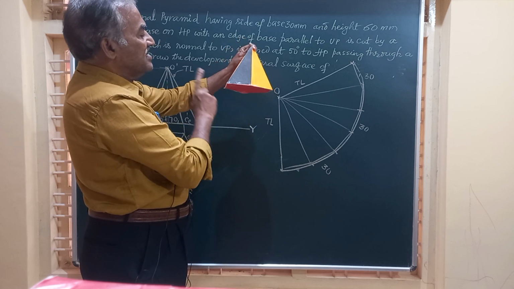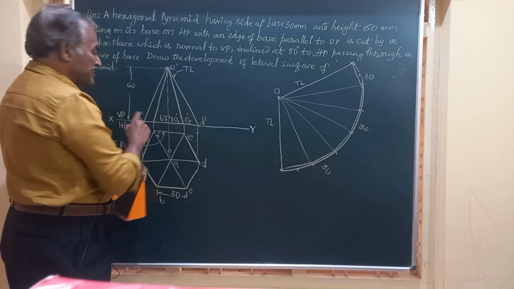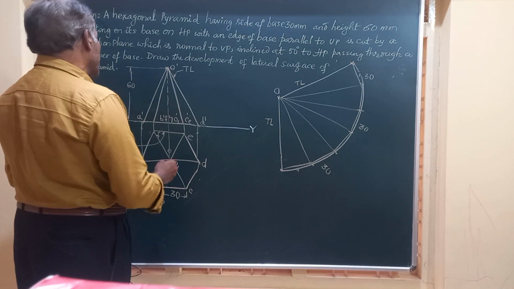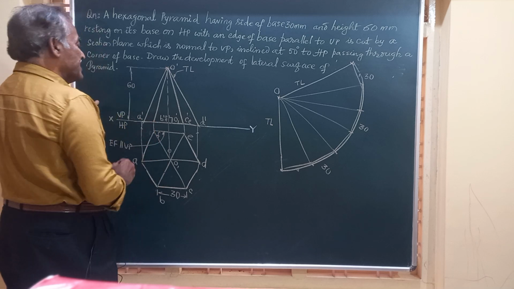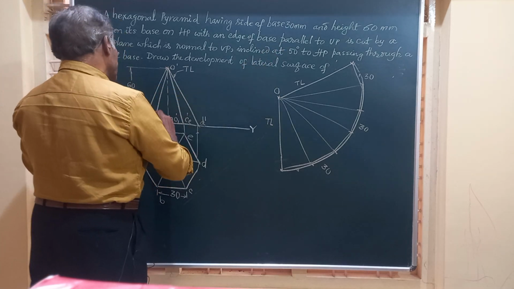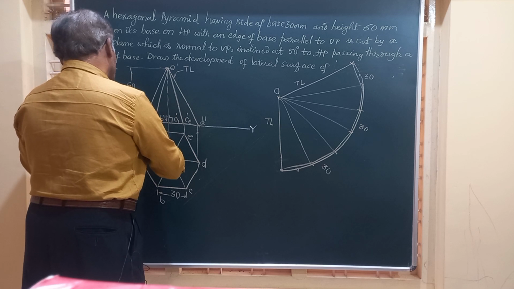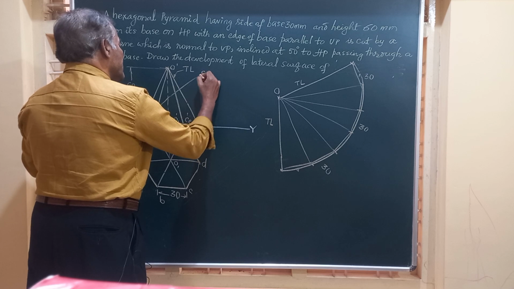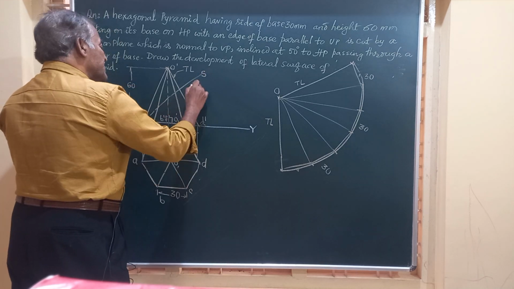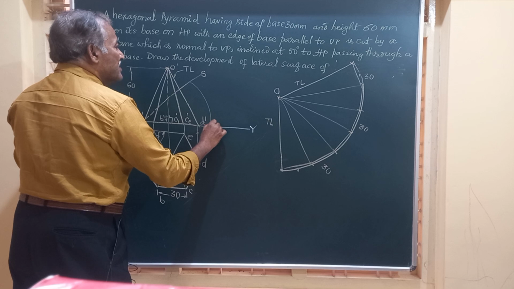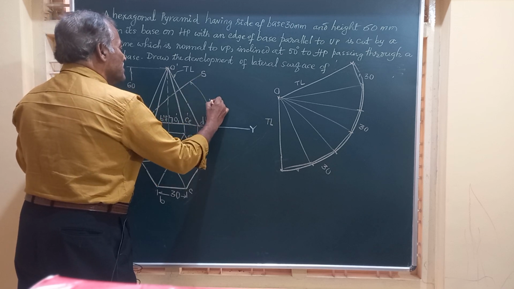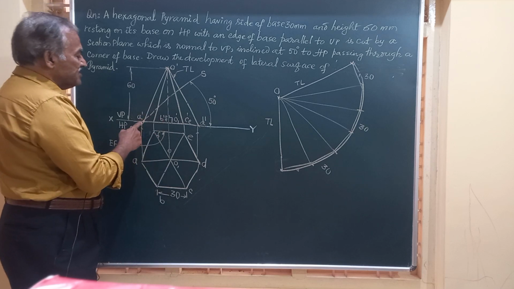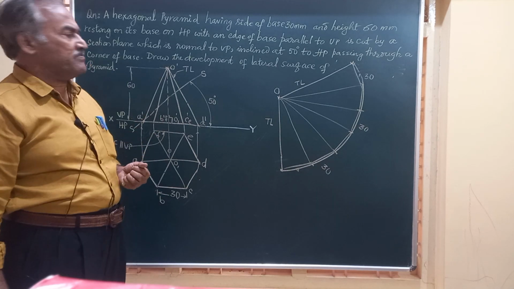So let us consider the leftmost corner, that is A dash in the front view. So friends, I am going to draw a line passing through this point A, inclined at 50 degrees to HP. So I'll just mark that line. So this is the section plane SS, which is at an angle of 50 degrees to HP, and it is passing through one of the corners, that is A of the base.